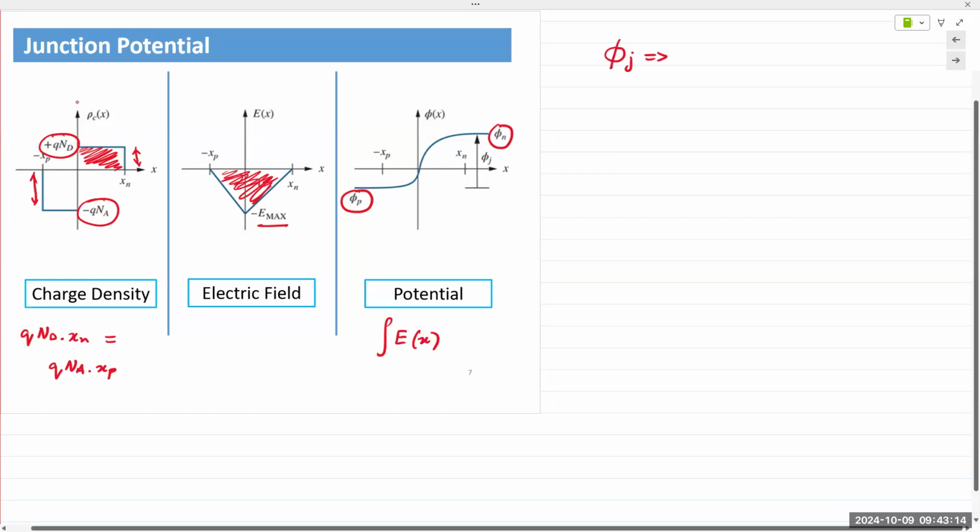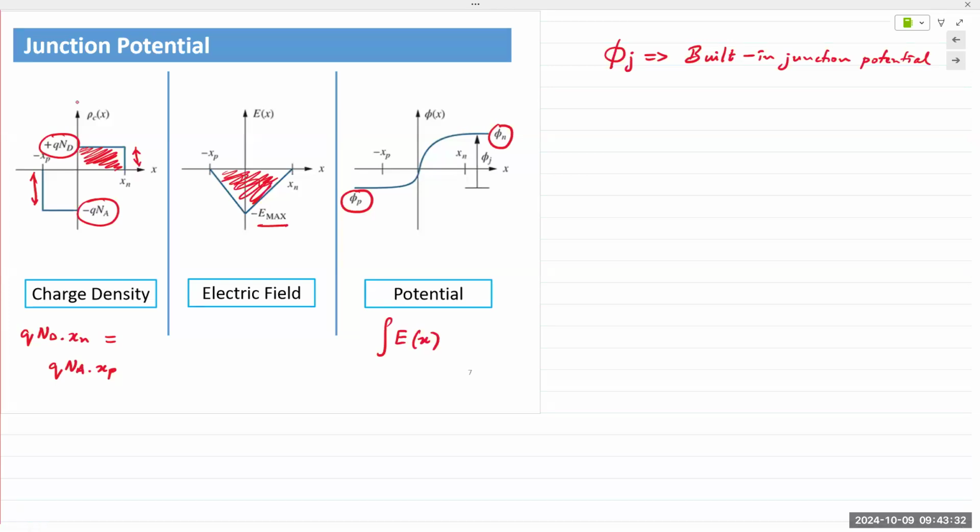So this is known as phi j, the built-in junction potential. There is a built-in voltage that appears across that junction. It is given by phi j. Phi j is simply obtained by integrating the electric field.